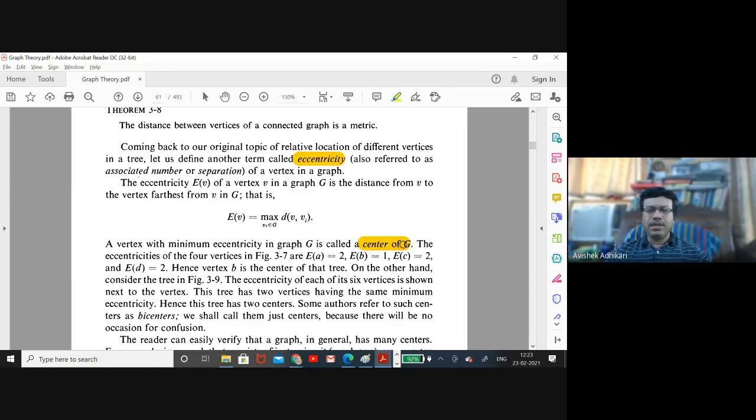So the eccentricity of a particular vertex is basically finding the distance to all the remaining vertices and taking the maximum one. So that would be the eccentricity of a particular vertex V. Now, you have to calculate the eccentricity of all the vertices. Then choose the vertex which has minimum eccentricity, and that will be considered the center of the graph. Okay, so let us have a look at this.